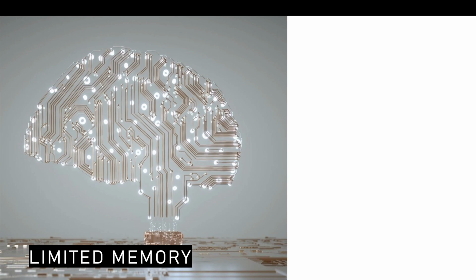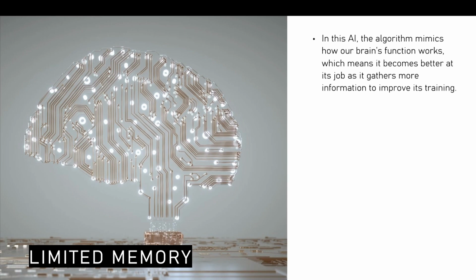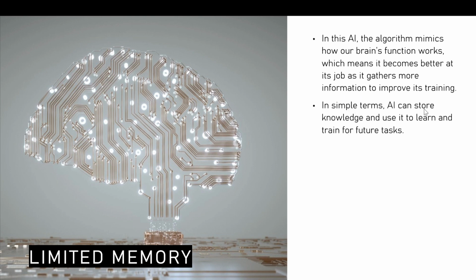The other one we have is limited memory. In this AI, the algorithm mimics how our brains work, which means it becomes better at its job as it gathers more information to improve its training. In simple terms, we can say AI can store knowledge and use it to learn and train for future tasks.